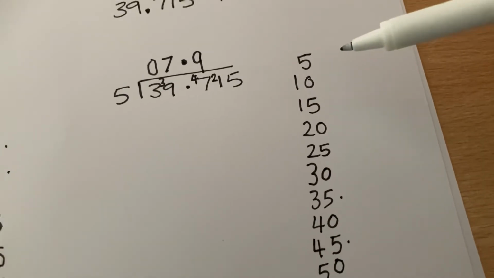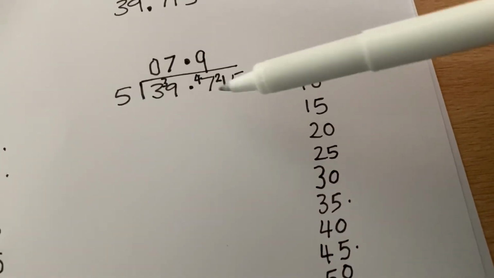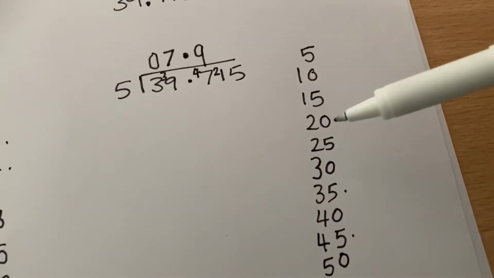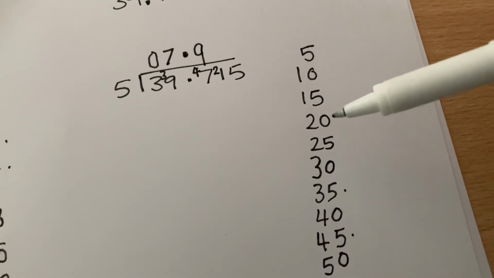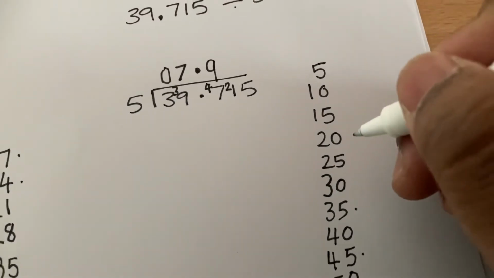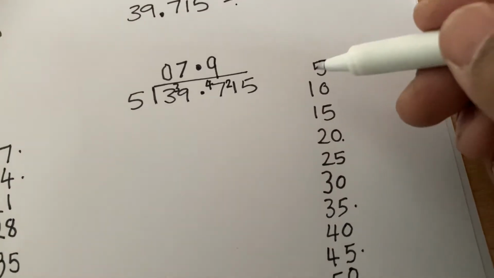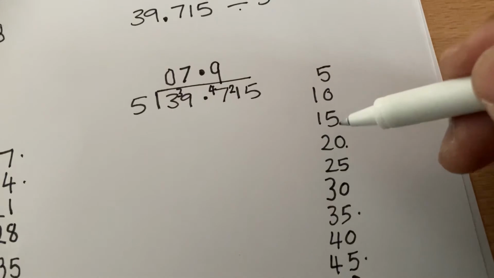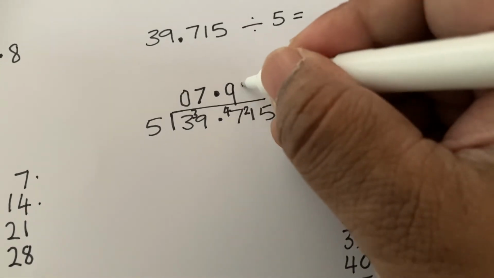That's right. So we need to count in 5s. How many 5s go into 21? 5, 10, 15, 20. I'm going to have to stop at 20. If I go to 25, that'll be going past 21. So I'm going to stop at 20. Put a dot there. How many lots of 5s is that? 1, 2, 3, 4. 4 lots of 5s.